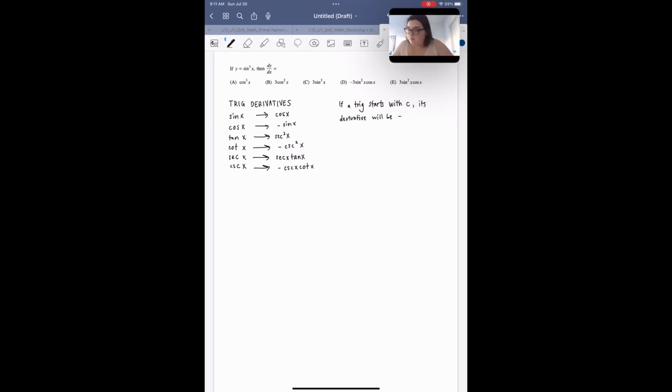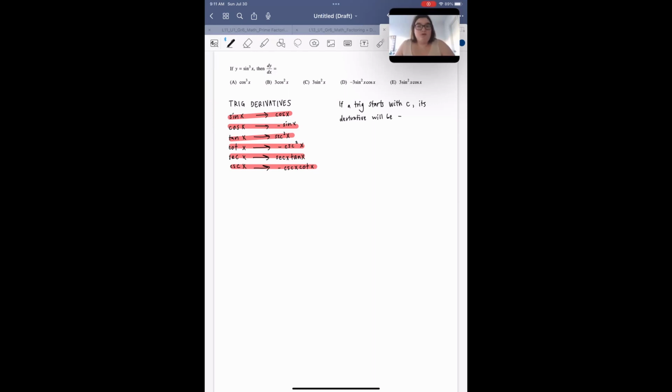The other trick is that these come in pairs, where sine and cosine are a pair, tan and cotangent are a pair, and secant and cosecant are a pair. As in, the derivatives are kind of backwards of each other. If you think about those pairs, it's the same functions, just opposite. So for example, the derivative of sine is cosine. What's the derivative of cosine? Sine, plus that negative. Don't forget the negative.